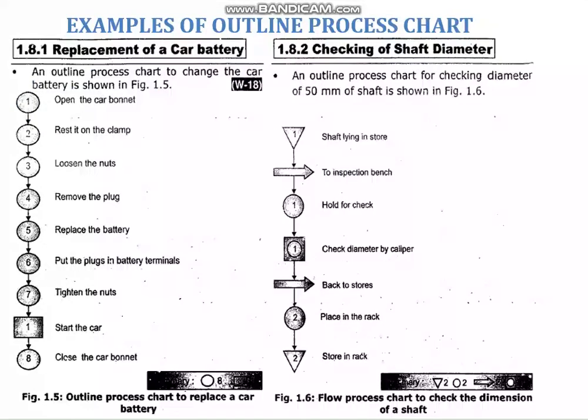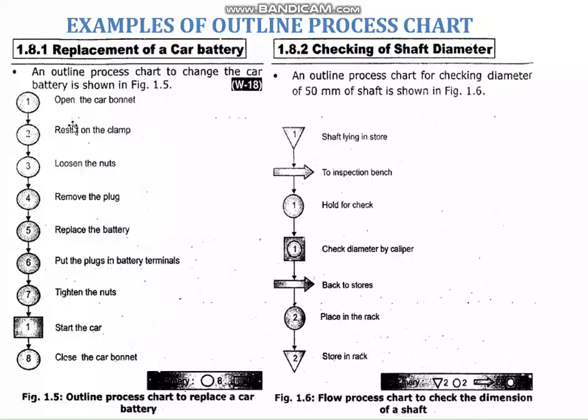Here are the examples of outline process chart. Now, this is asked in the written exam. The question may be: draw an outline process chart to replace a car battery. Now the car battery should be replaced. What will you do? First you will open the car's bonnet. Opening is an activity, so you use the circle. And then connect it with an arrow to the next activity.